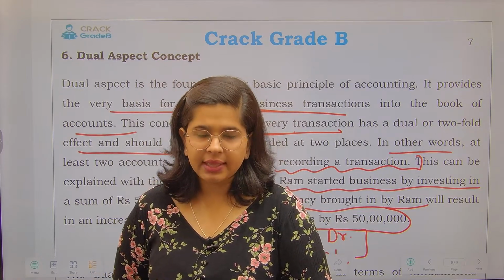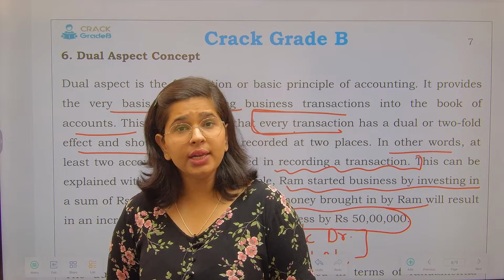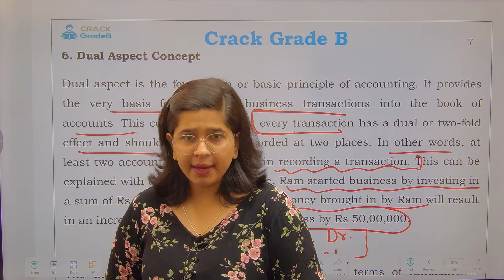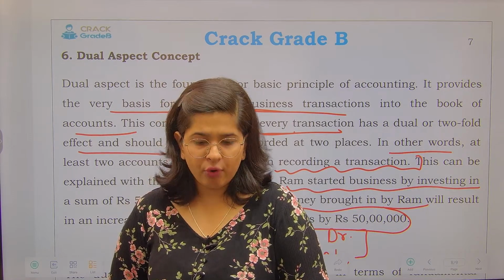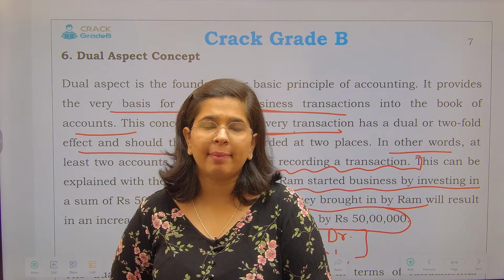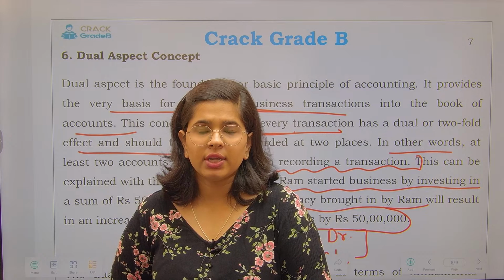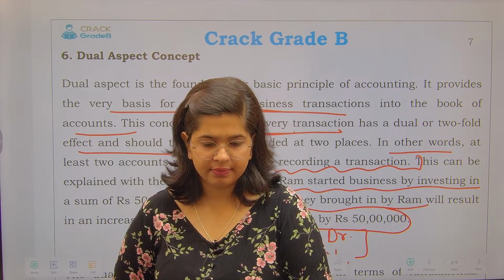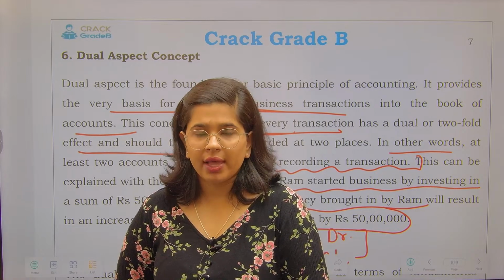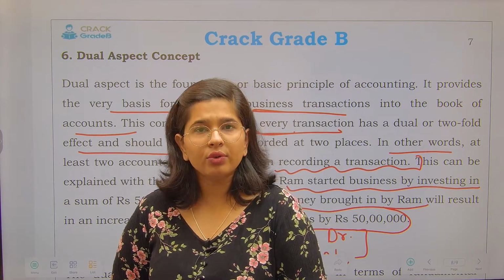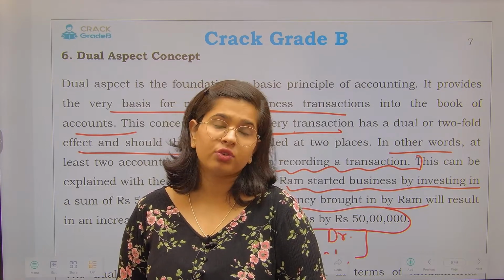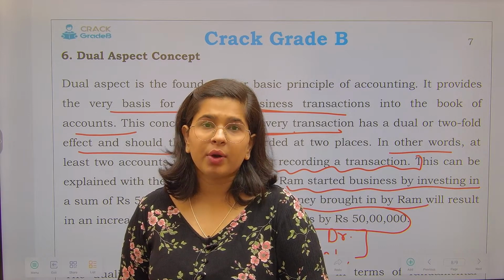Is it compulsory that in a transaction only two accounts will be impacted? Just two? Can it be three accounts or four accounts? Can it be like this or no? What is your answer? What do you think about it? In a transaction, will just two accounts be impacted, or can it also happen that three or four accounts might be impacted?